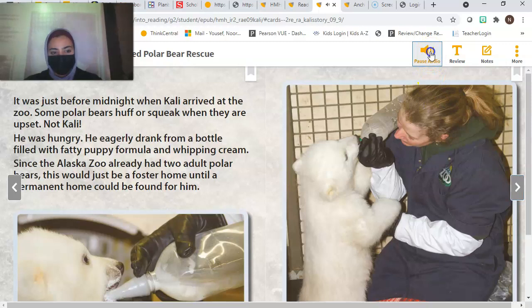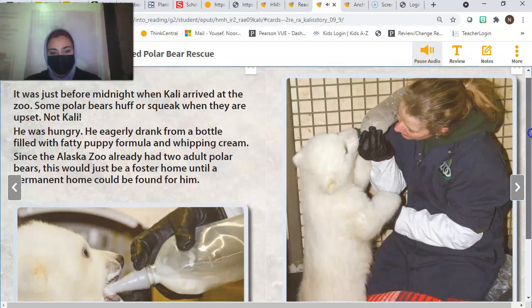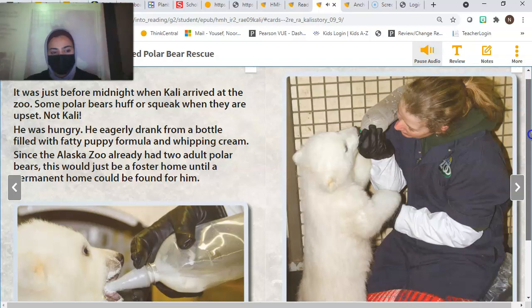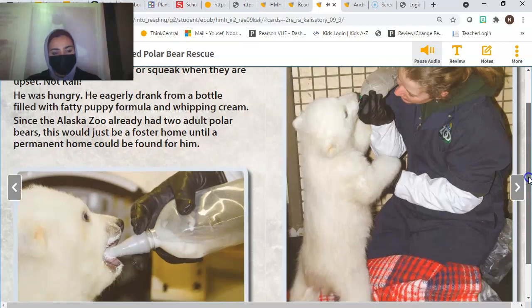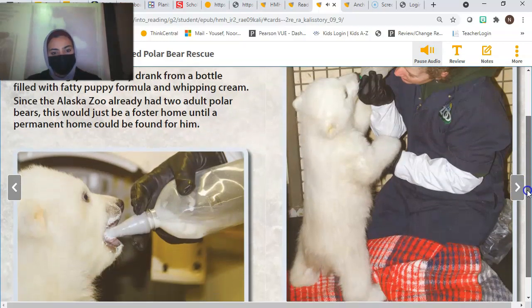It was just before midnight when Cully arrived at the zoo. Some polar bears huff or squeak when they are upset. Not Cully. He was hungry. He eagerly drank from a bottle filled with fatty puppy formula and whipping cream. Since the Alaska Zoo already had 2 adult polar bears, this would just be a foster home until a permanent home could be found for him.